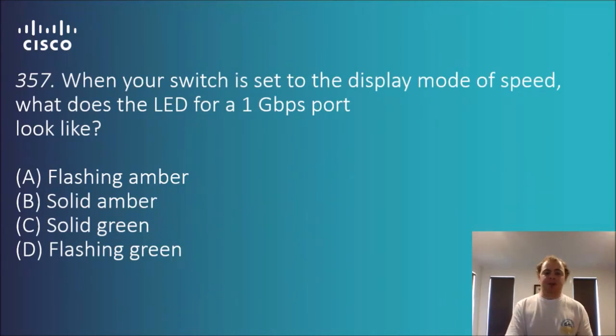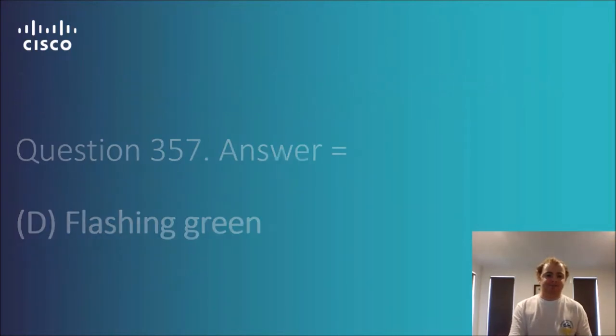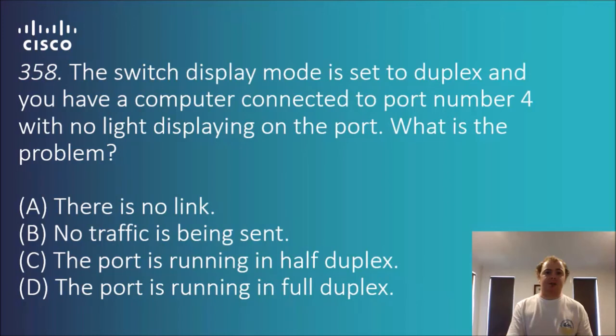357, when your switch is set to the display mode of speed, what does the LED for a 1 gigabit port look like? Flashing amber, solid green, flashing green. So we know amber's not ideal, it's for disabled ports. Solid green means there's a connection, but there's not much happening. Flashing green is what we want. D. That basically means it's set to 1 gigabit on the port.